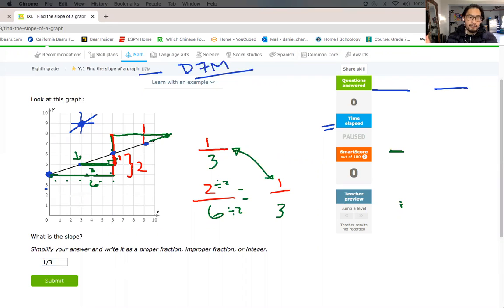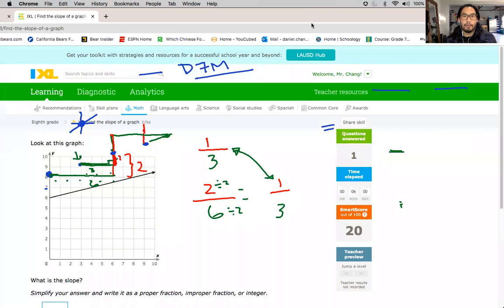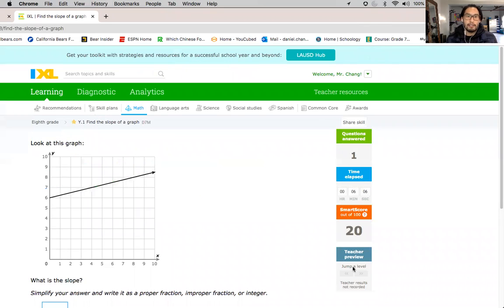And I've got the slope of 1/3. There you go. Remember, you gotta simplify your answer. Yay, I got 20 points. Just like that, I got 20 points. Let me clear this. Well, let's do this one more time again.